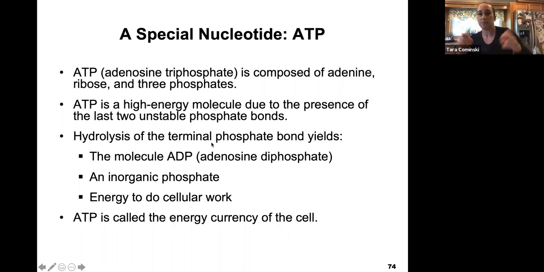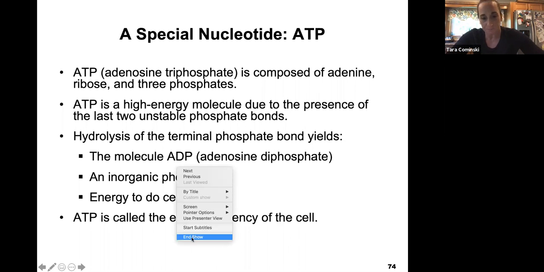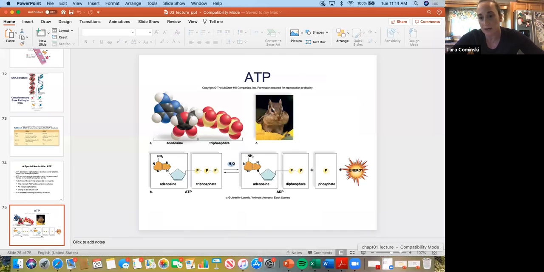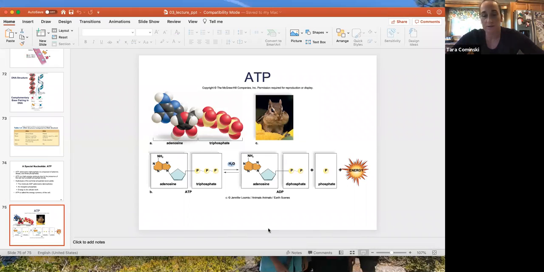Hence the name ATP, adenosine triphosphate, okay? In general, ATP is the sort of energy molecule of the cell. Basically any chemical reaction that's going to need energy is, for the most part, going to get it from ATP, meaning once the bond between the phosphates here is cleaved, right?